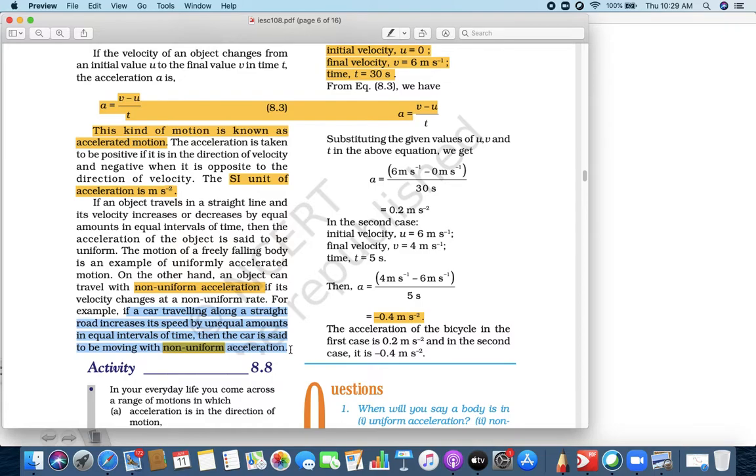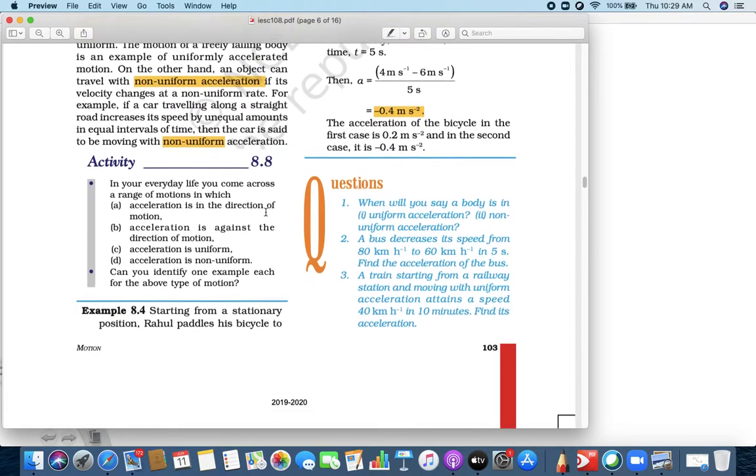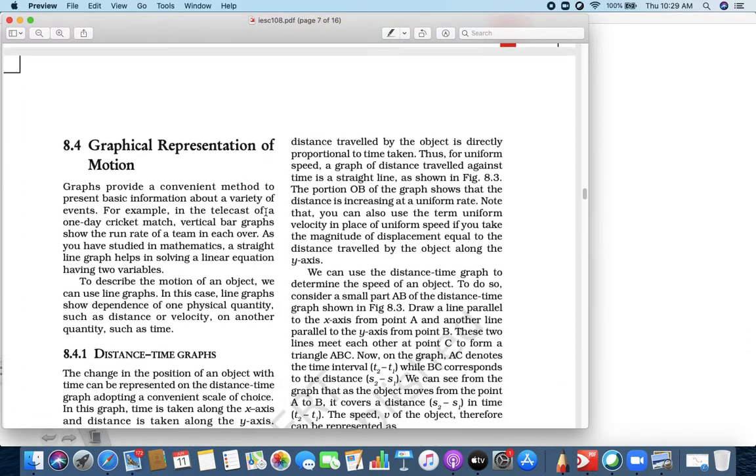Uniform accelerated motion and non-uniform accelerated motion. In uniform accelerated motion, the object is changing its velocity in equal intervals of time. Similarly, if an object's speed is changing by unequal amounts in equal intervals of time, then it is called non-uniform accelerated motion. We just learned yesterday what the SI unit of acceleration is. Whatever I have marked here, you have to mark in your textbook also, so that it will help you to revise. Now we are going to see the graphical representation.